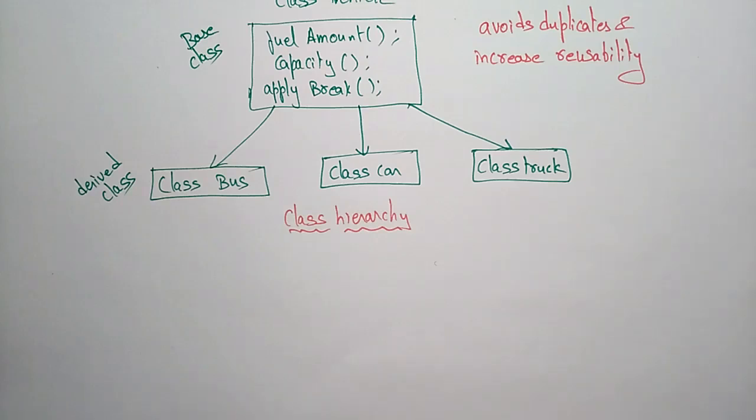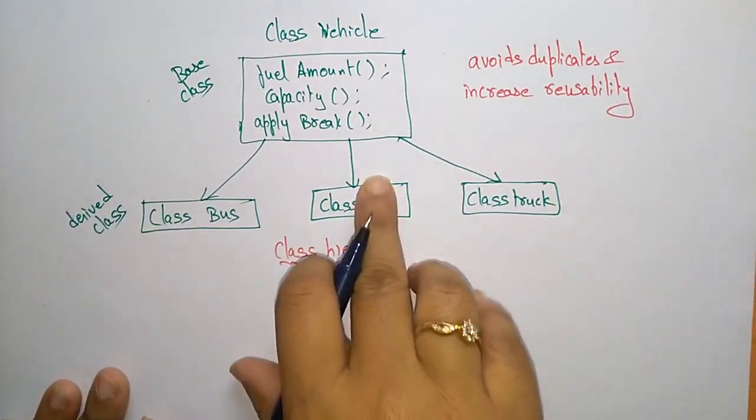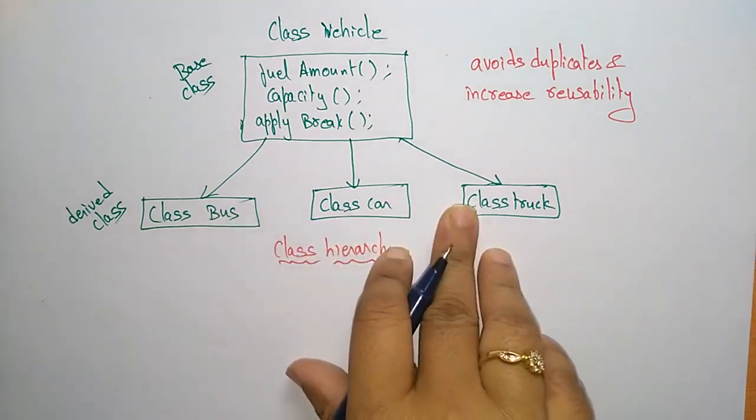Hi students, welcome back. In the previous video I explained inheritance, what is inheritance, what the base class and the derived class are, and examples of the base class and the derived class. I also explained why we are using inheritance and when to use it. Okay, so this is an inheritance example I explained in the previous video.